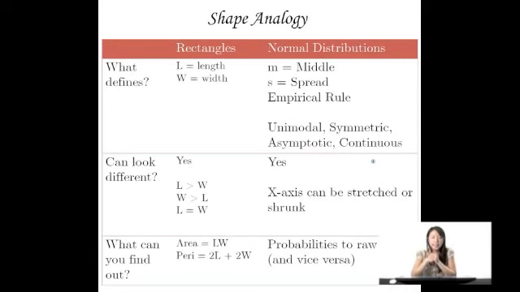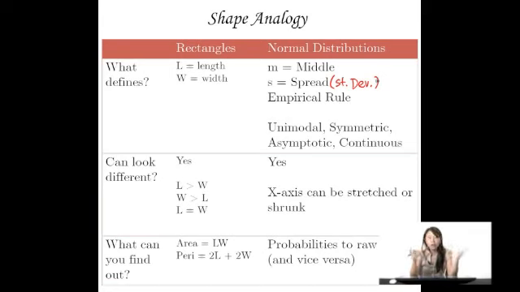Just to sort of cement it in, when we think about shapes like rectangles, we know that rectangles are defined by their length and their width. If you know the length and the width, you could draw that rectangle. In the same way, all normal distributions follow the empirical rule, so all you need to know is the mean and the standard deviation, and you could draw that particular normal distribution. And we know that it's unimodal, symmetric, asymptotic, and continuous.